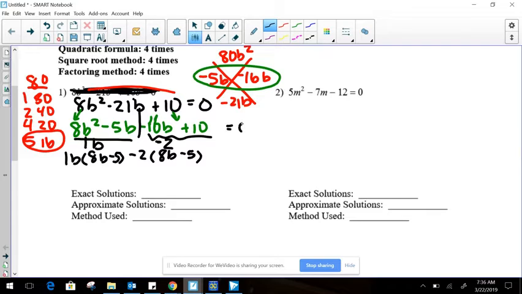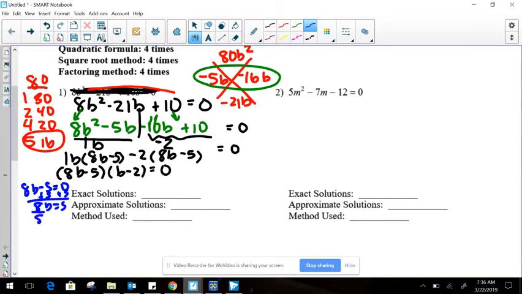Okay, so don't forget our equals 0 here. All right, so my parentheses match. That's good. 8b minus 5, and then parentheses b minus 2 equals 0. And then I'm going to split up each part and write my two little equations. Okay, so I'll do that in blue. So I have 8b minus 5 equals 0. So add 5 to both sides. 8b equals 5. Divide both sides by 8. So b is equal to 5/8. Okay, that's my first exact solution.